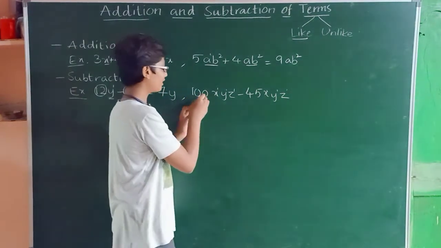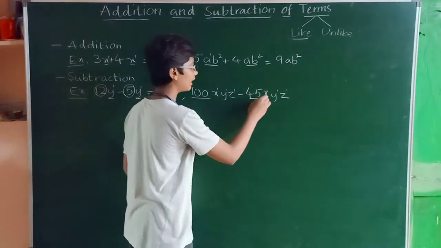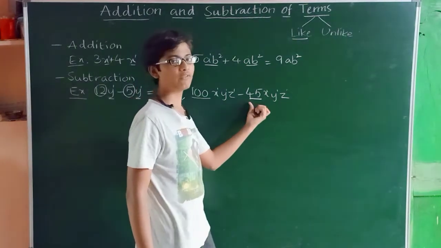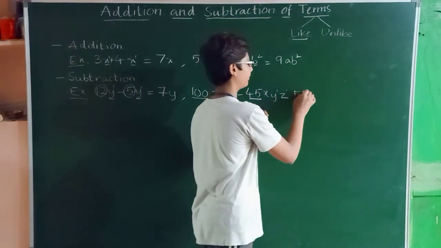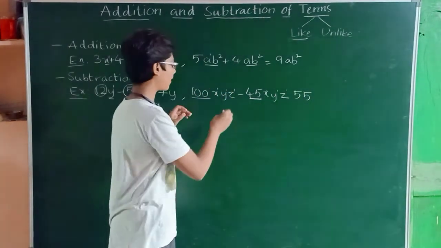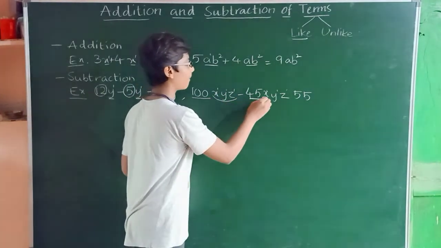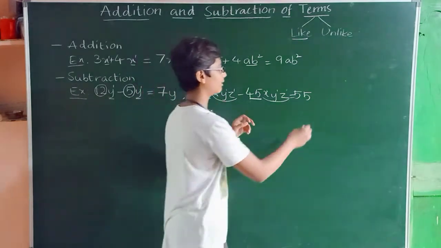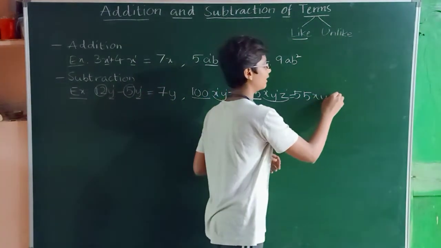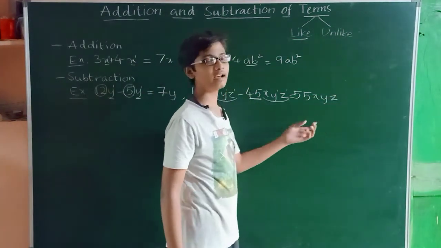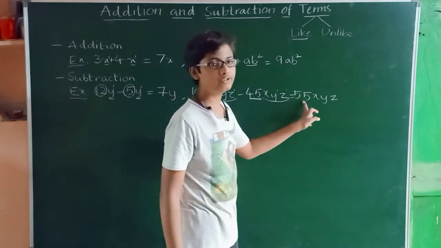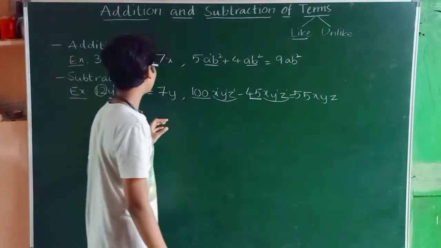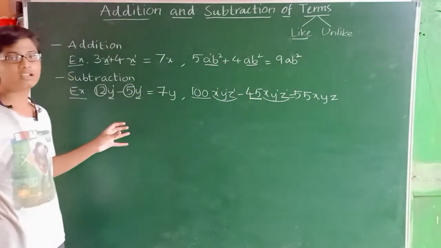So first of all, subtract the numerical coefficients. 100 minus 45, it's 55. Then after, the common algebraic part of both terms is xyz. So I am writing xyz at the end of the answer. So the answer will be 55xyz. Okay, in this way we can subtract like terms.